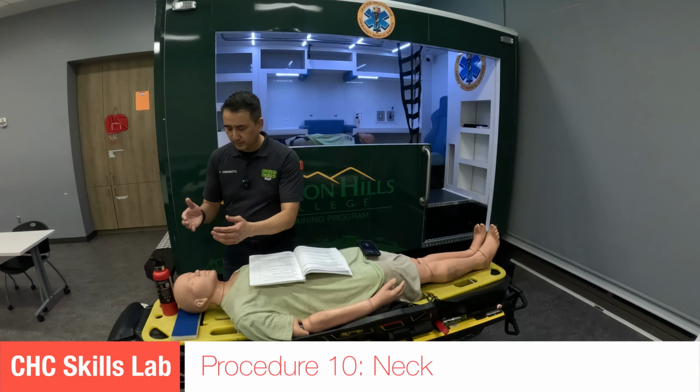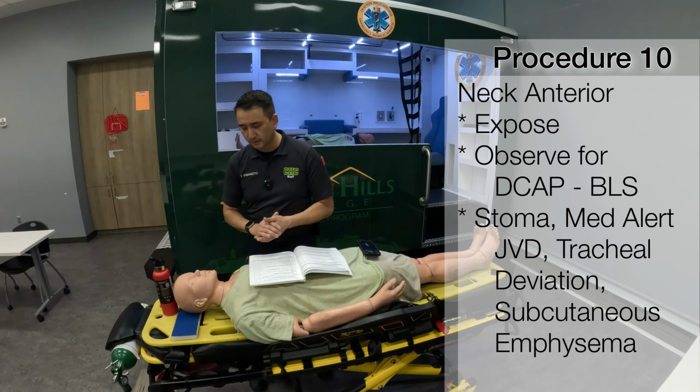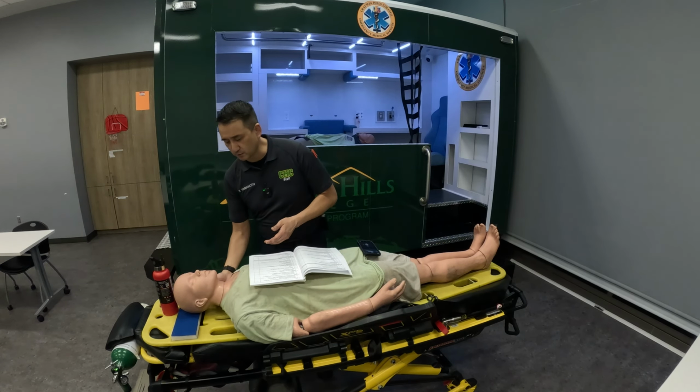Check the anterior of the neck. 5 things on the anterior side. Of course, expose and observe for DCAP-BLS, jugular vein distension, a stoma, medical alert tag, subcutaneous emphysema, deviated trachea. On the posterior of the neck, you want to palpate the posterior for any step off, misalignments, and point tenderness. Check your hand for blood again.